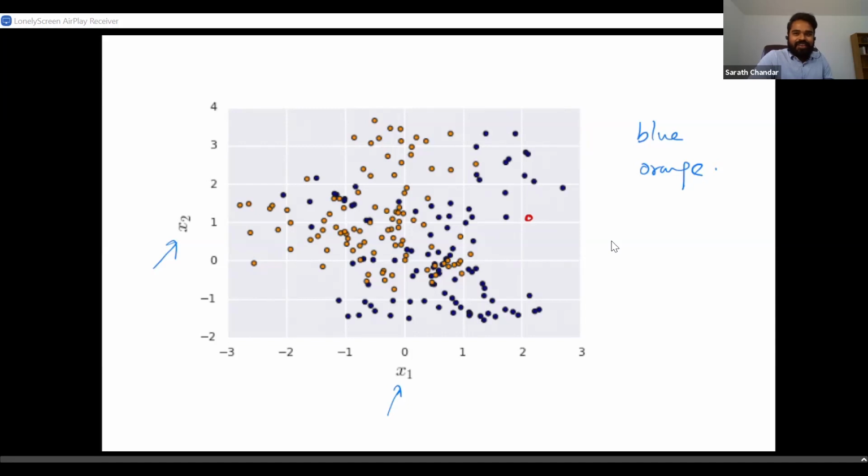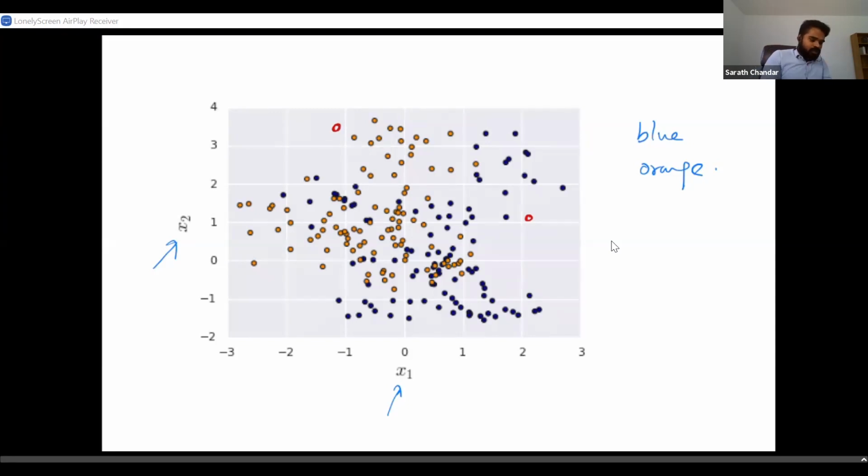First of all, we don't know whether it is blue or orange, but most probably it's blue, because it's surrounded by blue. Similarly, if I give another example in the top left, it is most probably orange. So how do we make up our mind like this? It's because in some sense we think that examples which lie closer to each other are going to come from a similar class.